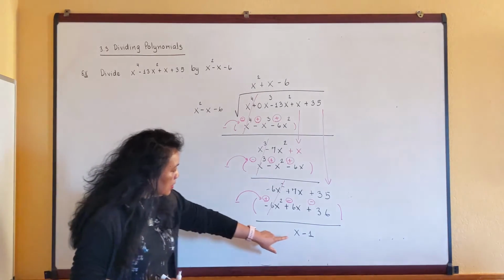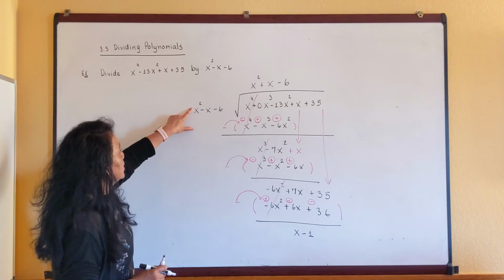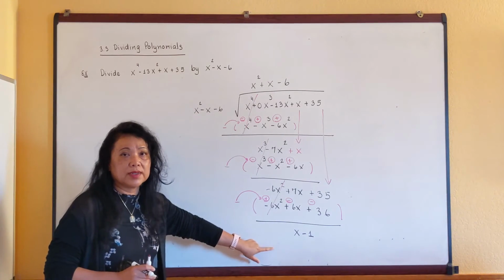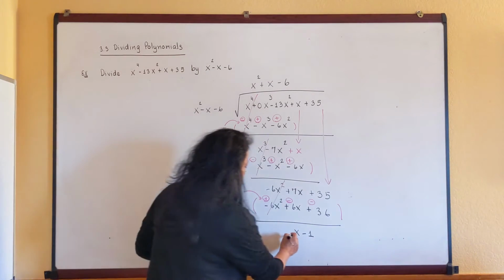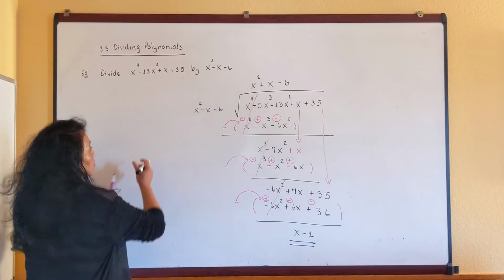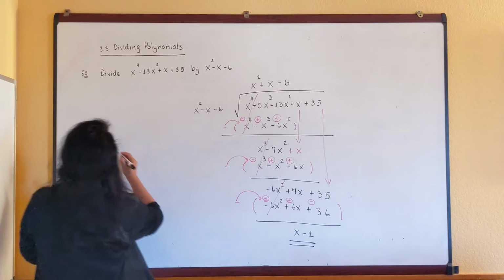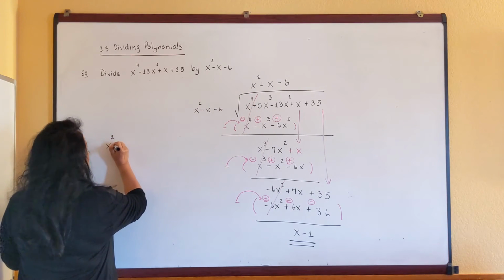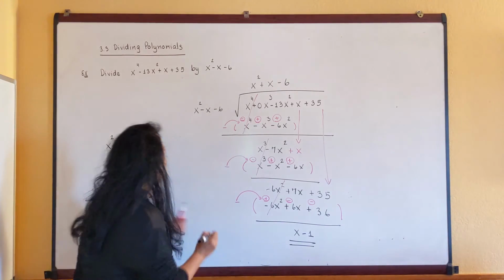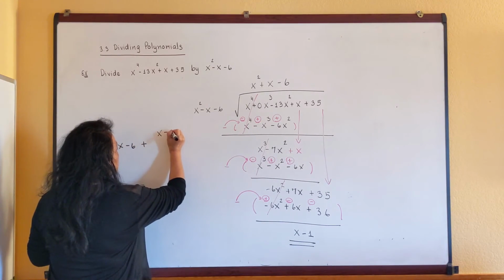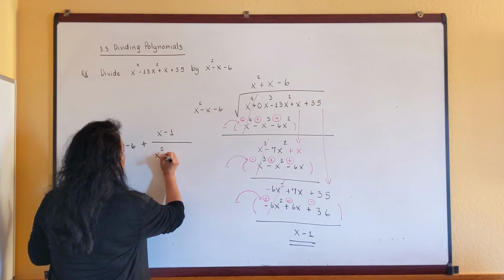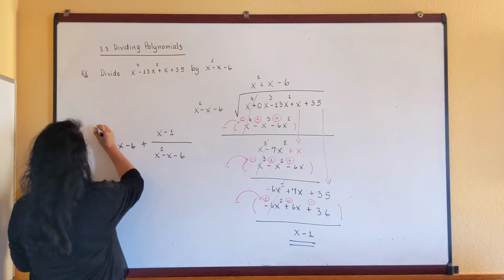So the degree here is degree 1, the degree here is degree 2. There is no way you can multiply something of degree 2 and get degree 1. So this is the remainder. This is how you would write it. You would write the quotient x squared plus x minus 6, plus the remainder, x minus 1, divided by this divisor. So that's your answer.